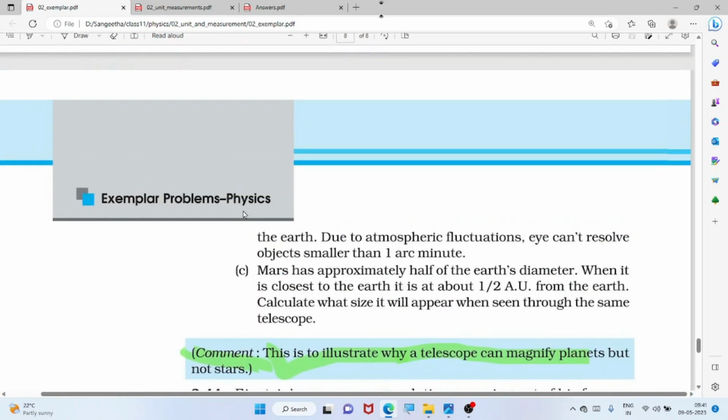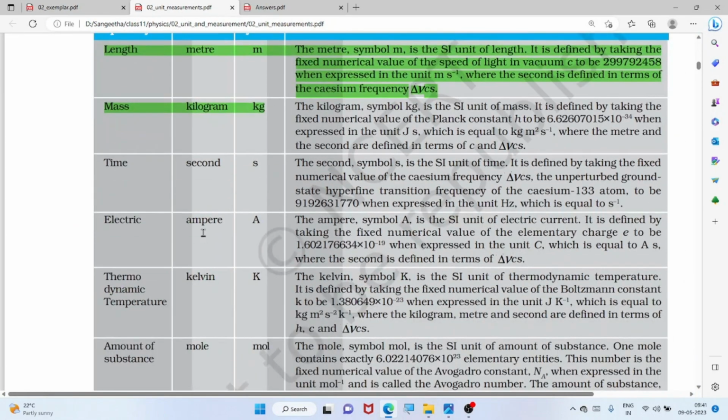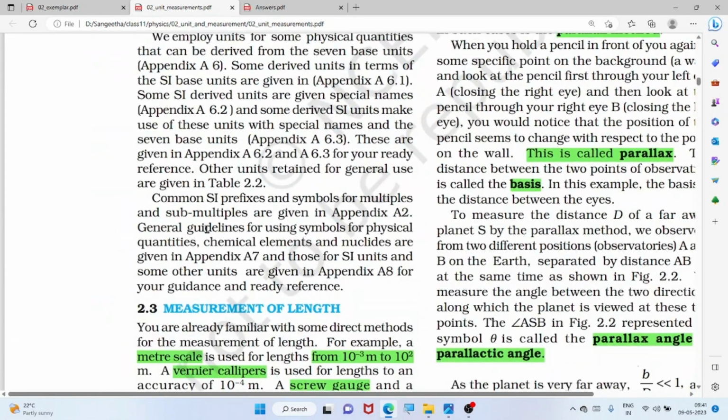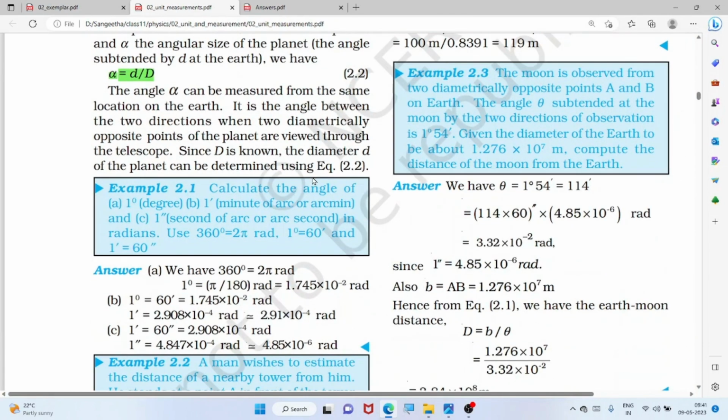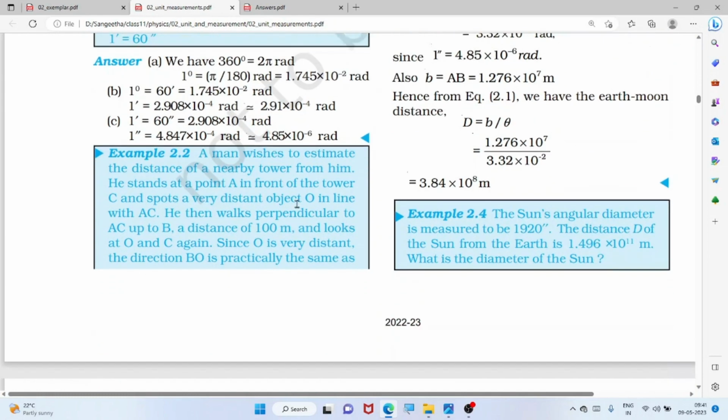Then try out the problems in the book, that is, solve the problems in the book. A lot of solved problems are there. So you try out these solved problems yourself. Then only you will get familiar with these various unit conversions. Okay.